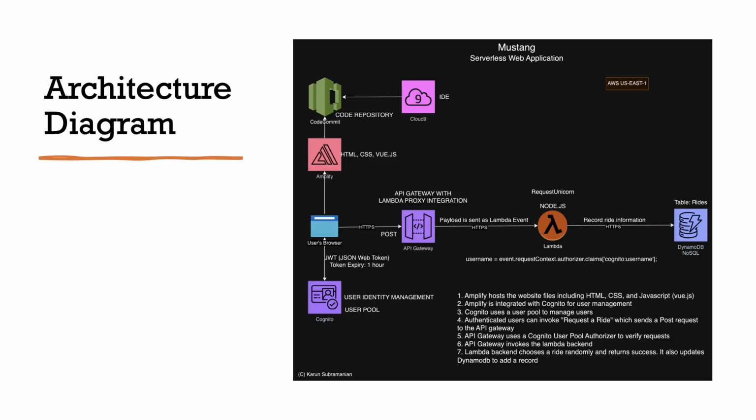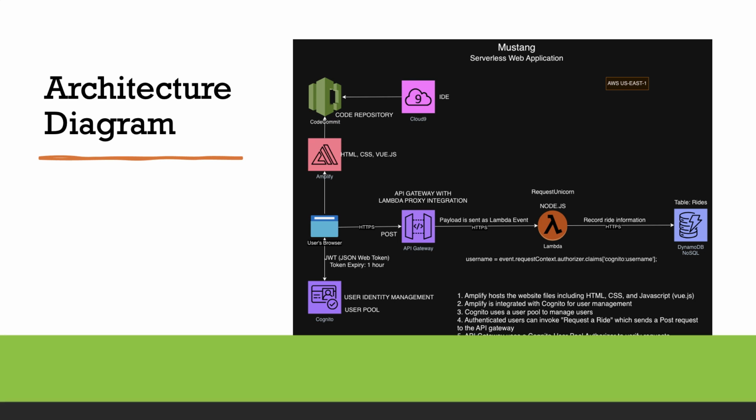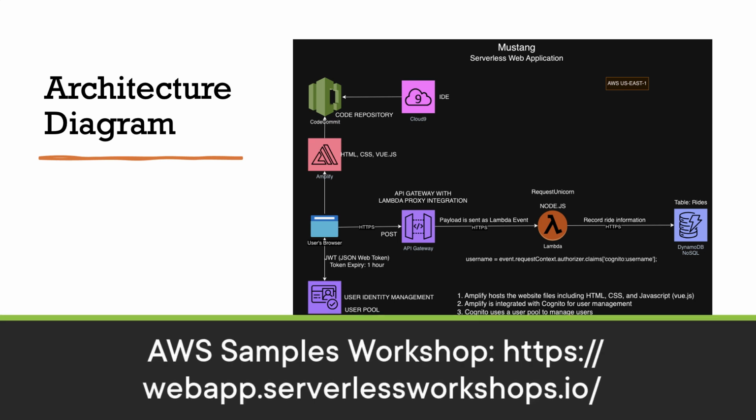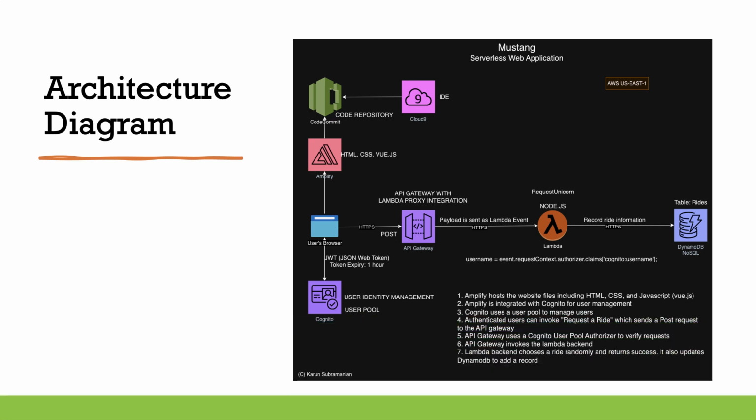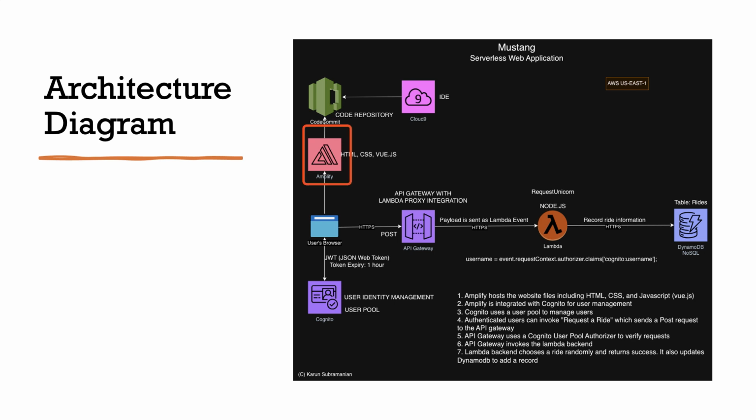Here is the high-level architecture diagram. I adopted this project from one of the AWS samples workshops and modified it to my needs. This is a web application using which a user can request a ride. Amplify is used to host the static website, including HTML, CSS, and JavaScript files. For user management, I used Cognito, which manages the user pool.